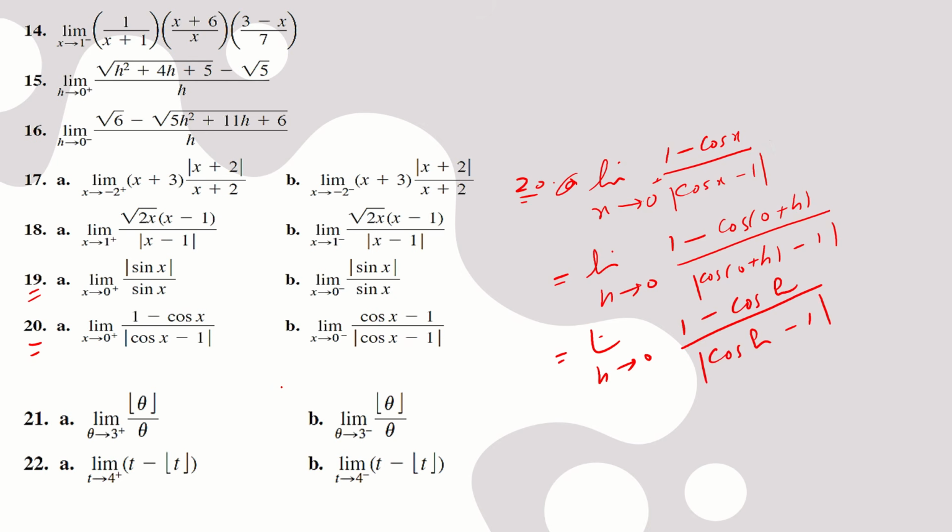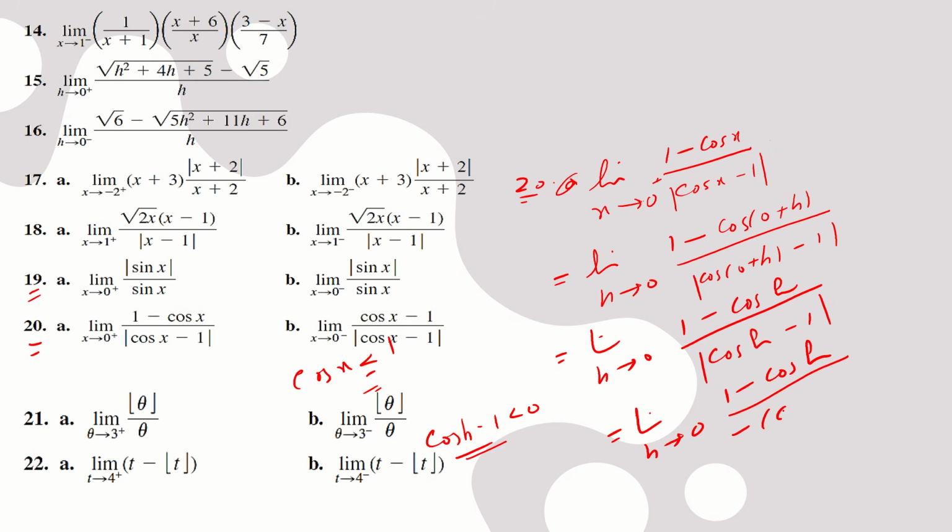Now keeping in mind the value of cos is always less than or equal to 1. So as h goes to 0, this value will be less than 1. So if this is less than 1, it means cos h minus 1 is less than 0. When this is less than 0, it means this absolute will give you what? This will give you minus value. So we get 1 minus cos h divided by minus into cos h minus 1.